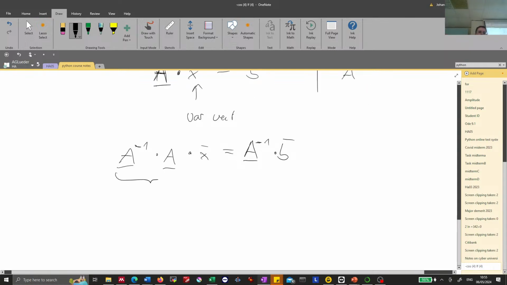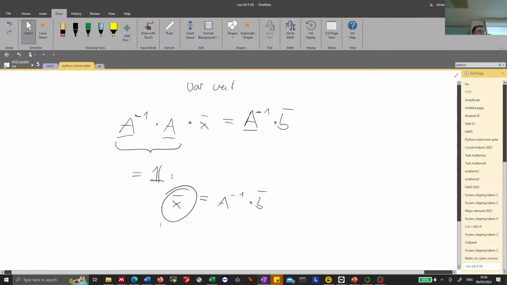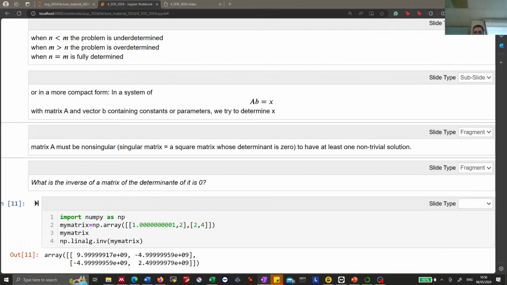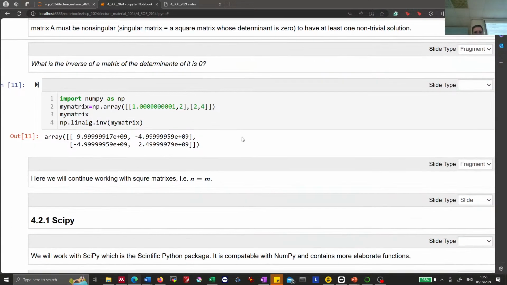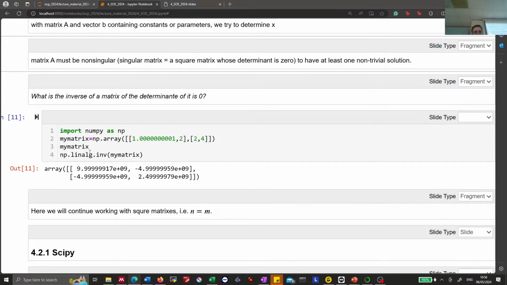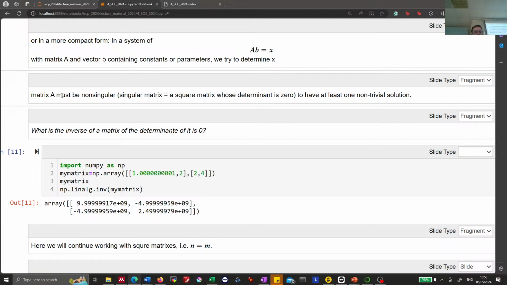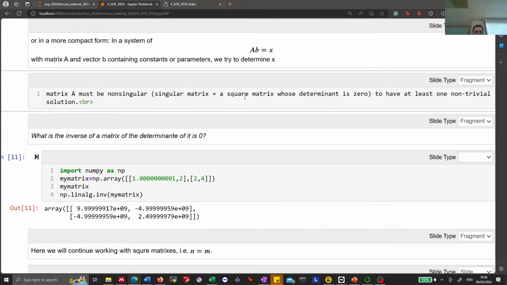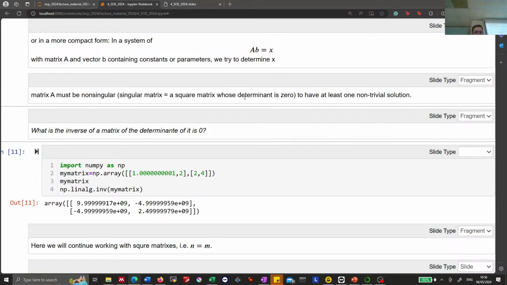Now, a matrix times the inverse of that matrix should be the identity matrix. Then we get the vector x equals A minus 1 times b. So finding our solutions x is basically to invert the matrix A. So far, so good? Easy. So matrix A must be non-singular, because a singular matrix is a matrix whose determinant is 0. But if the determinant is 0, we don't have a solution beyond the trivial solution. So A must be non-singular.